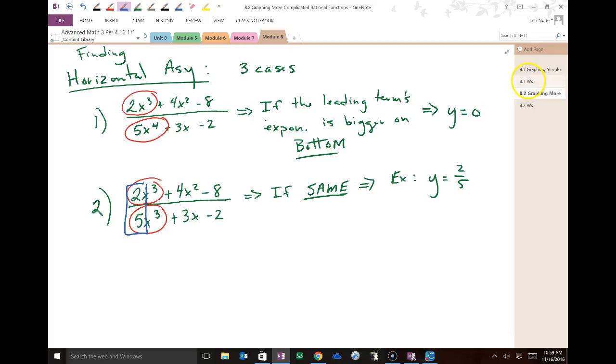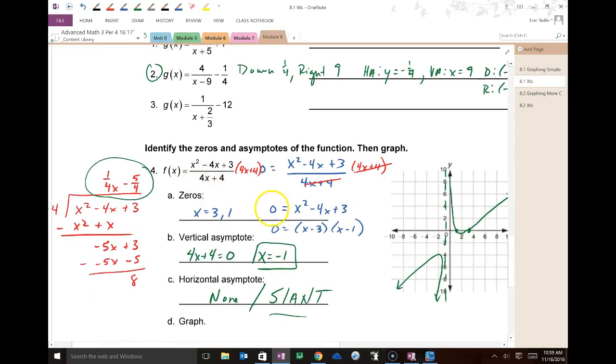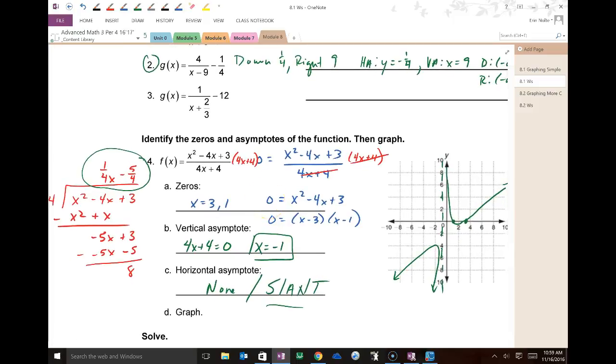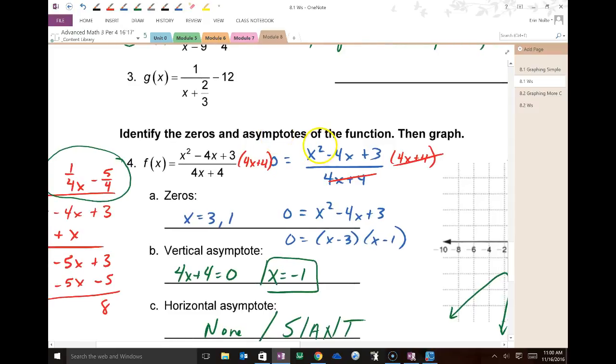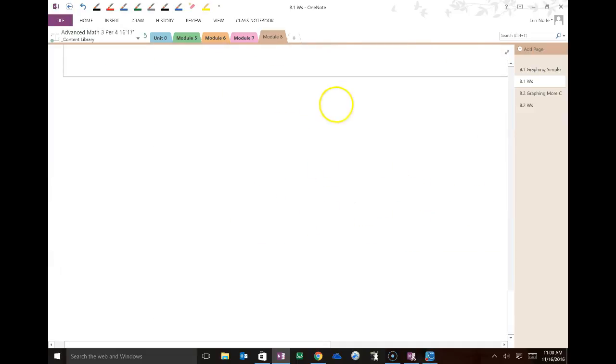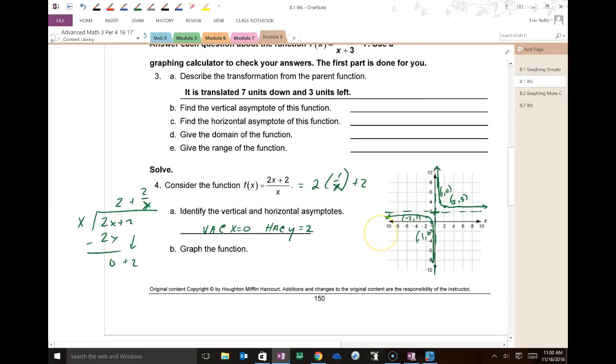Pause for a brief second. Let me go back really quickly to this. Nope, wasn't that one. Which one was it? Oh, this one. So remember this question on the homework? Which case is this? It's the same. Do you see now where this horizontal asymptote came from? The 2 is in front. Horizontal asymptote of 2.